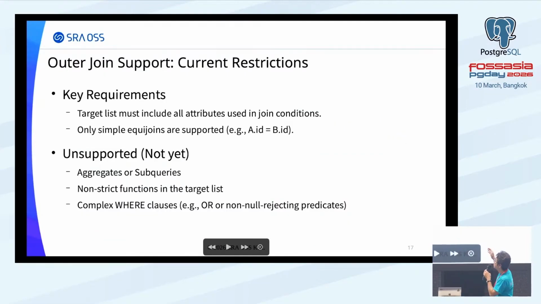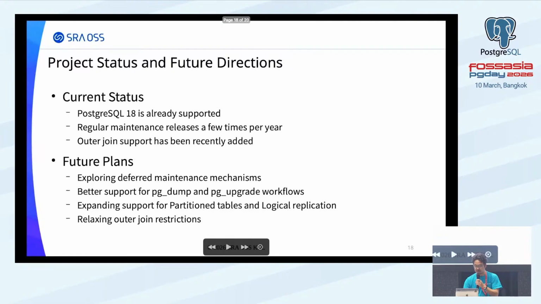So there are some current restrictions. There are some requirements for the target list columns, and we support only simple equijoins. We can't use this with aggregates or subqueries, so complex workloads are not yet supported. So there are some restrictions, but we are working on relaxing them.